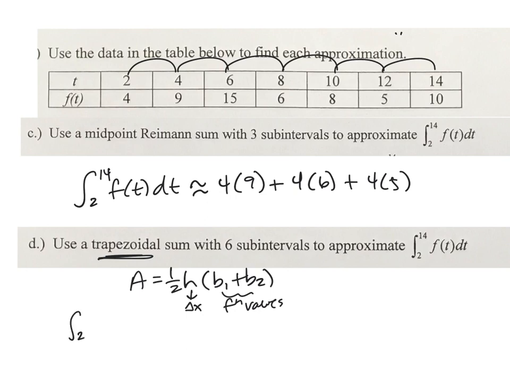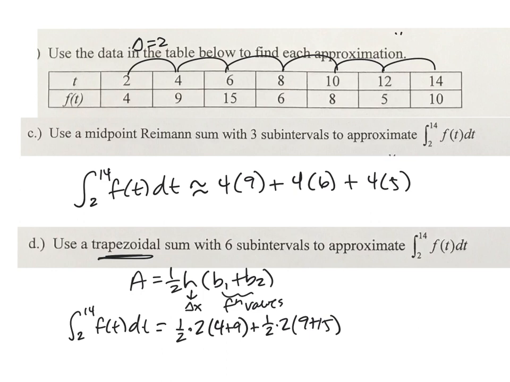So to approximate the integral from 2 to 14 of f of t dt, our first trapezoid would be 1 half delta x, remember, is 2, so 1 half the height times the sum of the bases. So the bases are our function values, 4 plus 9. That's our first trapezoid. So the second one would be 1 half the height times the sum of the bases, that's 9 plus 15, and then plus 1 half the height.